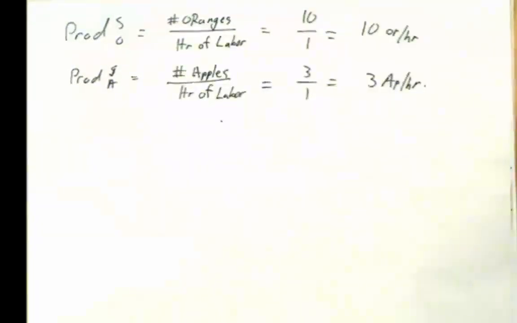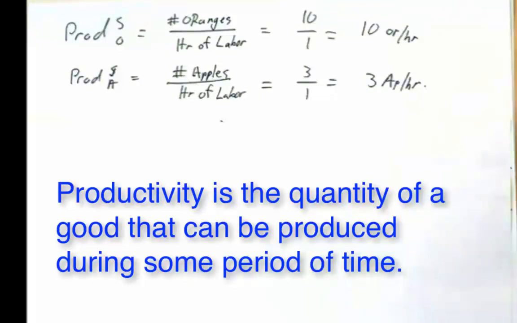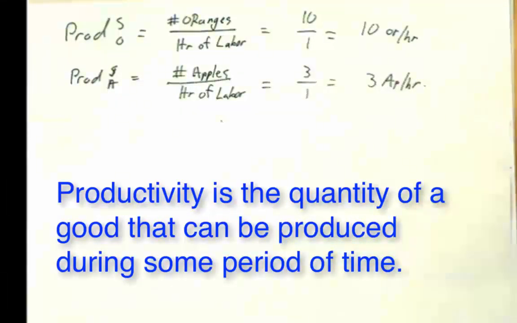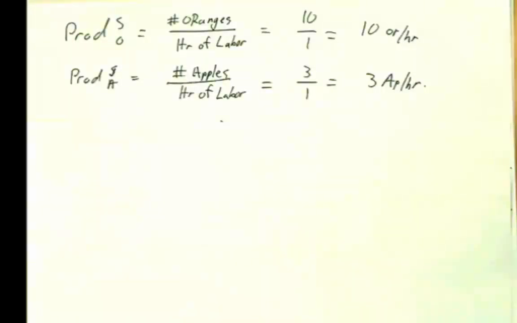We use the term prod. It's a long variable, a four-letter variable instead of just a P or something like that. So prod, with a superscript S and a subscript O, refers to the productivity of Smith in orange production. Now, productivity is an economic concept, and it's simply defined as how much of a good you can produce in a period of time. In the context of this model or example, we're going to measure it in how many oranges he can produce in an hour's worth of work.